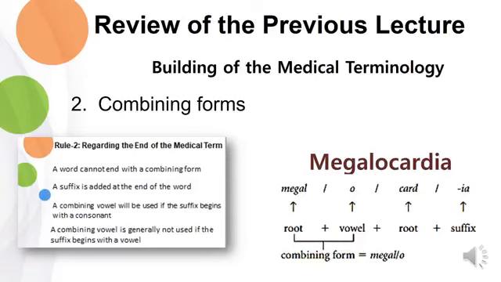And here I have an example of a condition called megalocardia. Megal means enlarged. Cardia, of course, means the heart. Then I have to add the combining vowel O, because cardi starts with a consonant. And I have to end with the suffix A because I cannot end my term with a root. And finally, I have the medical term megalocardia, a condition in which there is an enlargement of the heart.